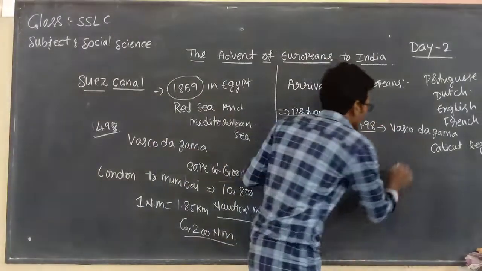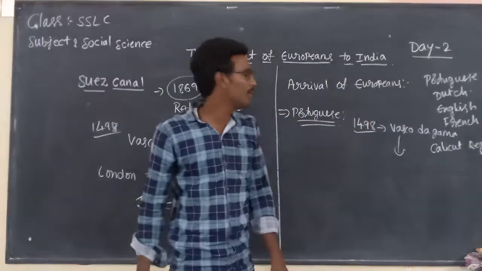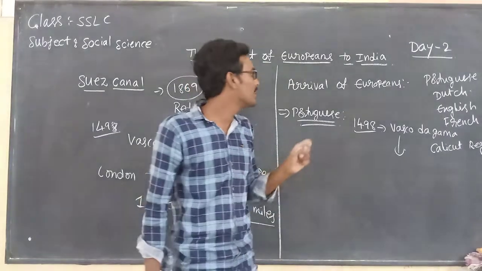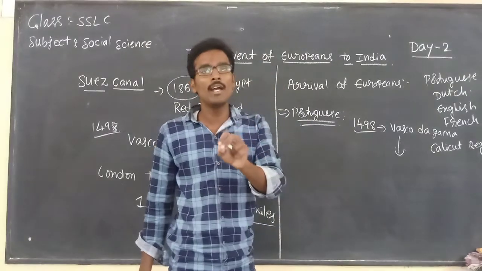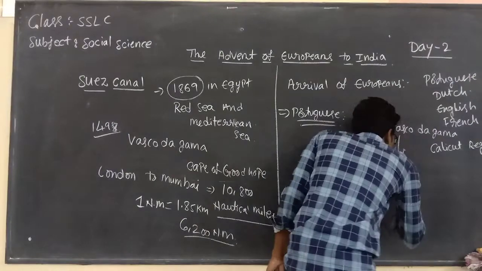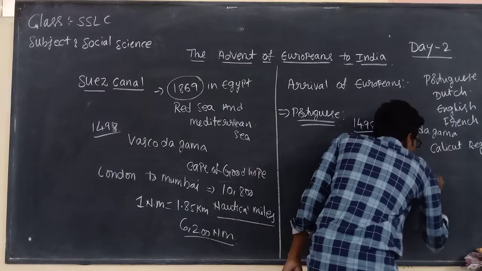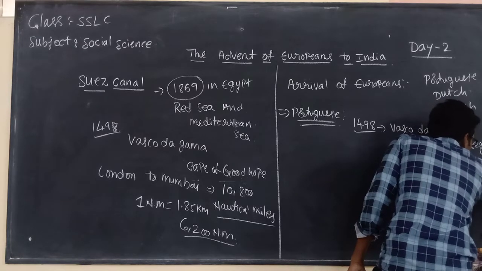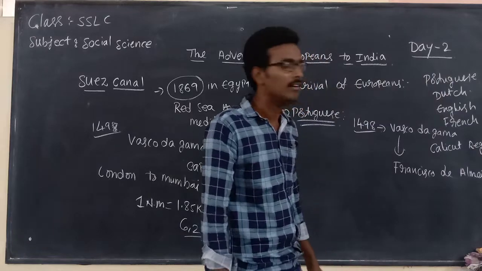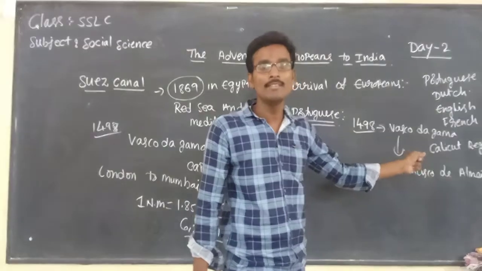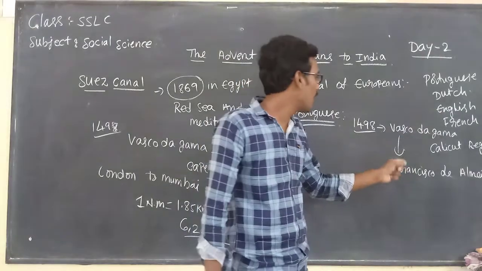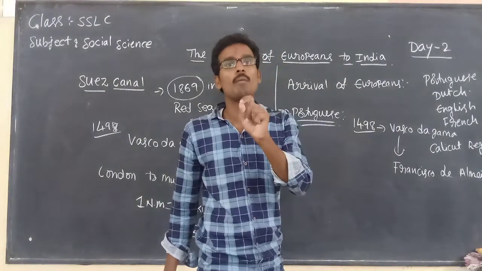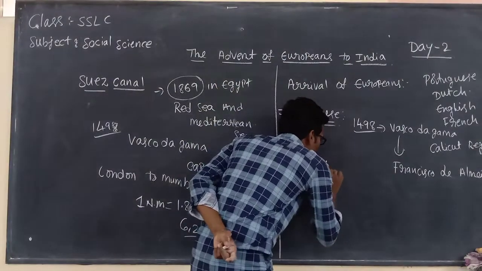After the arrival of Vasco da Gama, the second Portuguese person who arrived in India as a viceroy was Francisco de Almeida. So he is a Portuguese viceroy. Why is Francisco de Almeida an important person? Because he implemented one policy that is known as the Blue Water Policy.